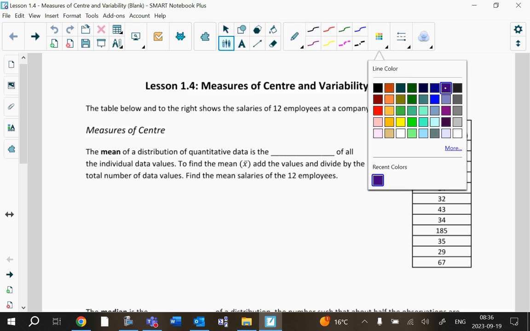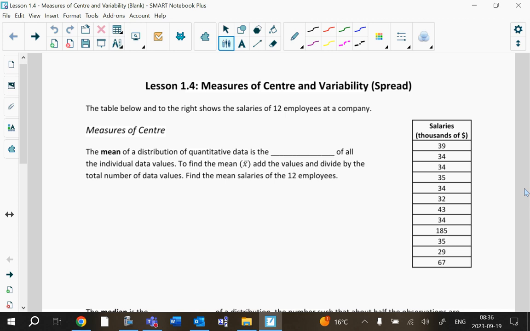For this lesson, we're going to use this example. We've got the salaries of 12 employees at some company given in thousands of dollars. So first we're going to talk about measures of center, and there's two types. One you're familiar with, average, but we don't call it average in stats, we call it mean. And another one that you may be familiar with, median. Those are the two main measures of center when we're analyzing quantitative data.